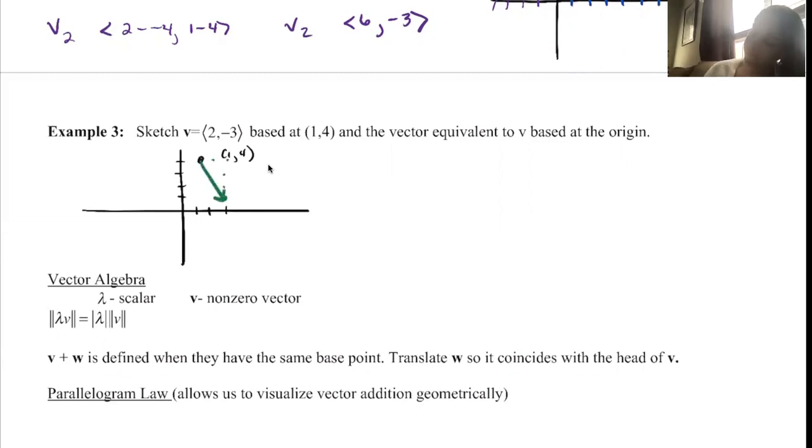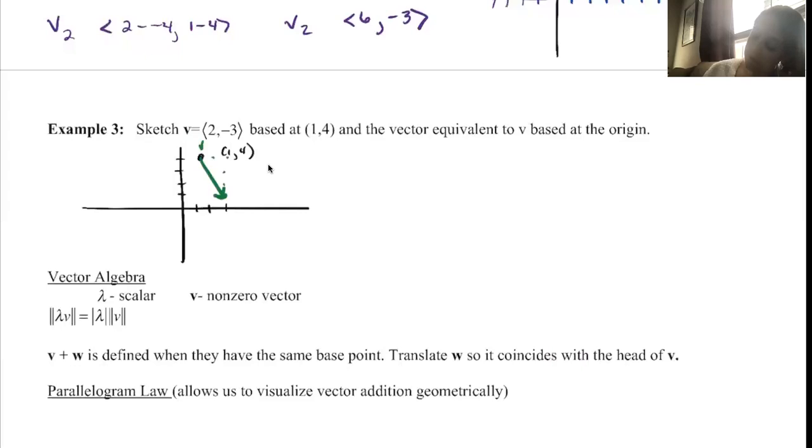Draw the vector. So there's vector V. And then draw the vector equivalent to V based at the origin. So do it again, based at the origin. So you'd go right 2 and then down 3, which would be somewhere here. Those are the two versions of the vector.